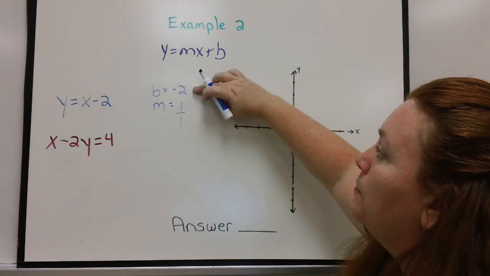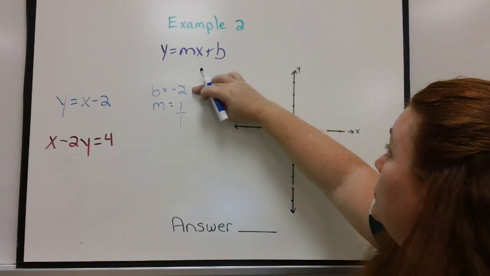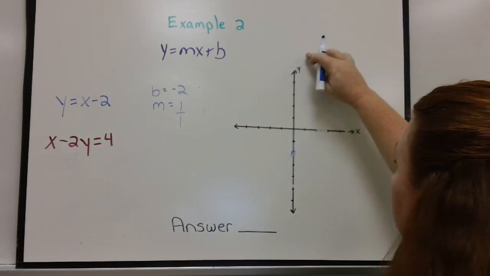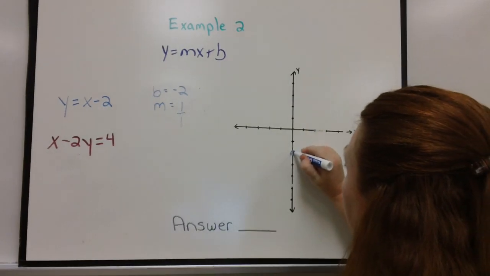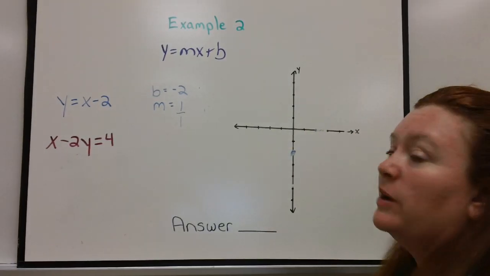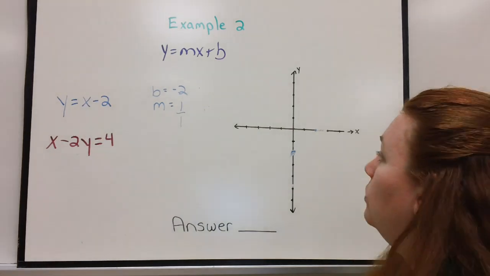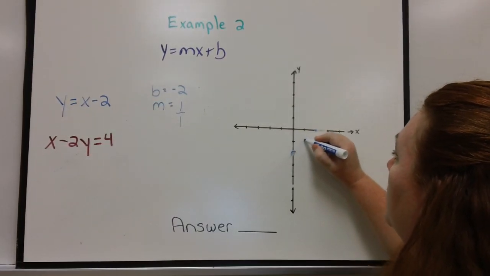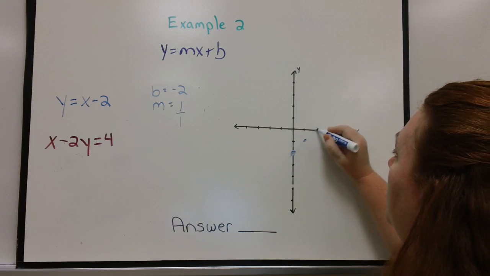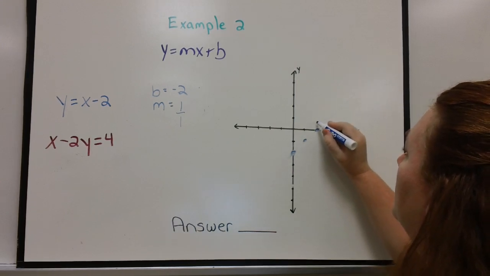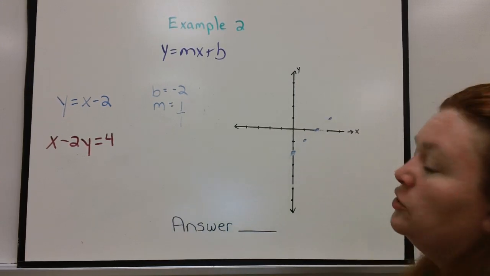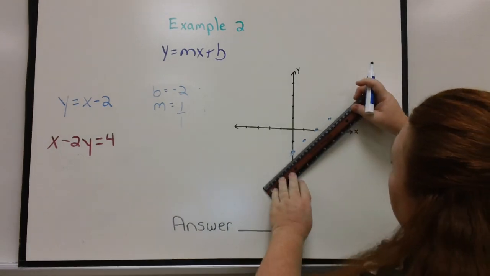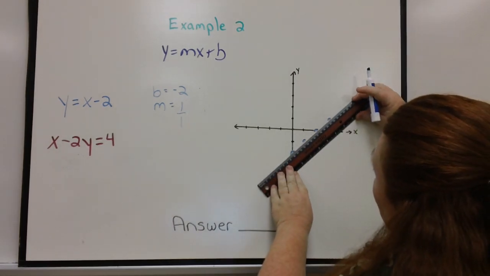So let's plot a point at negative 2 on the y-axis. That is right there. The slope is 1 over 1. So I'm going to count up 1 over 1 and draw a dot. Up 1 over 1 and draw a dot. Up 1 over 1 and draw a dot. And then I'm going to graph my line.